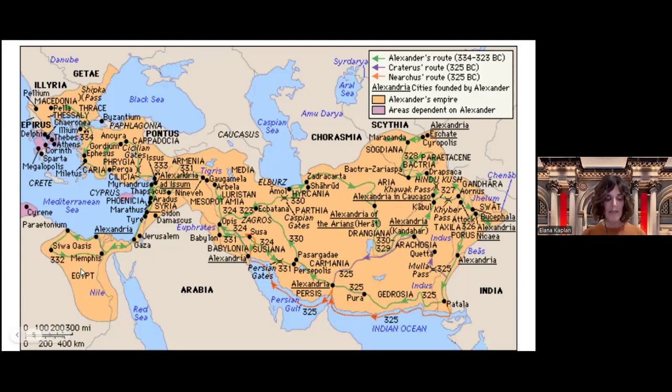So the Ptolemaic kingdom was based in Egypt. The Seleucid kingdom was based in Syria. And you can see, by the way, the importance of Jerusalem in those days and in general, because it's really the bridge between three continents. And that's why it was such a pivotal piece of land back then.